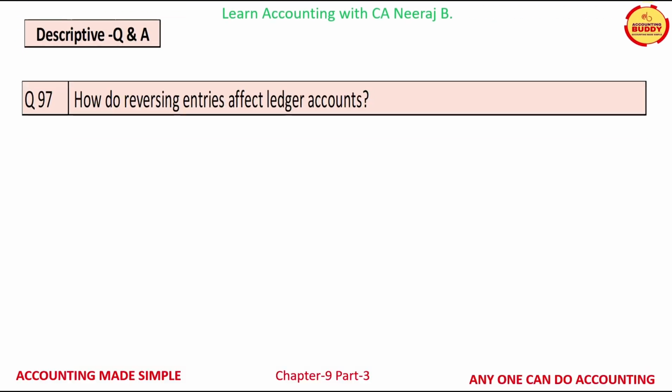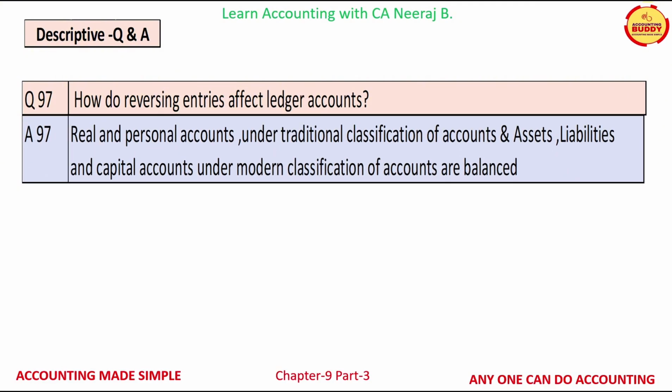Question number 97 is how do reversing entries affect ledger accounts? And the answer is real and personal accounts under traditional classification of accounts, assets, liabilities and capital accounts under modern classification of accounts are balanced.